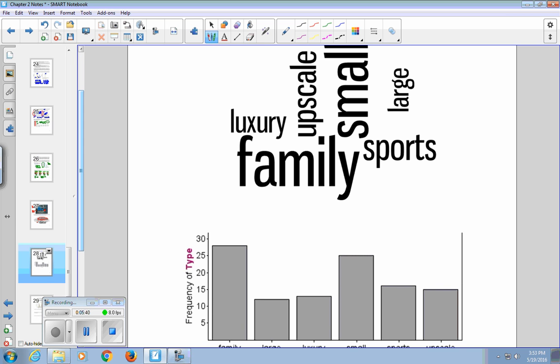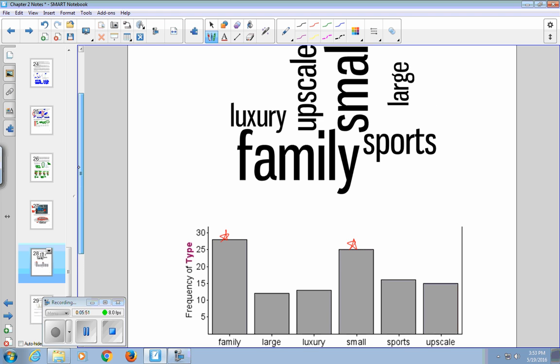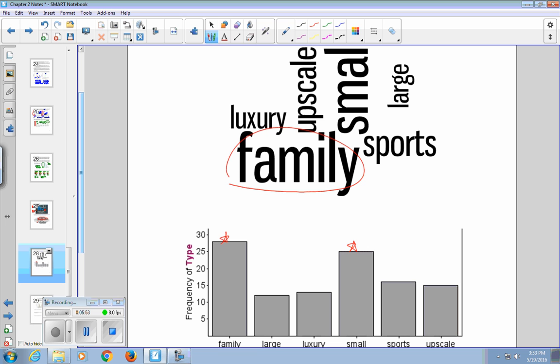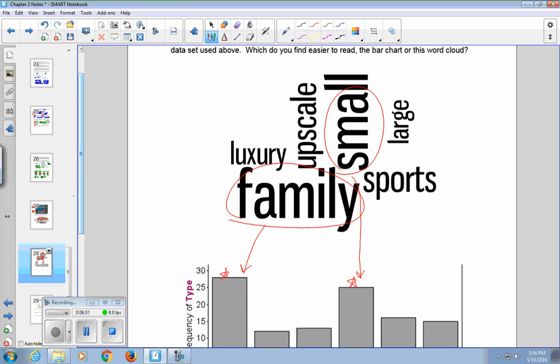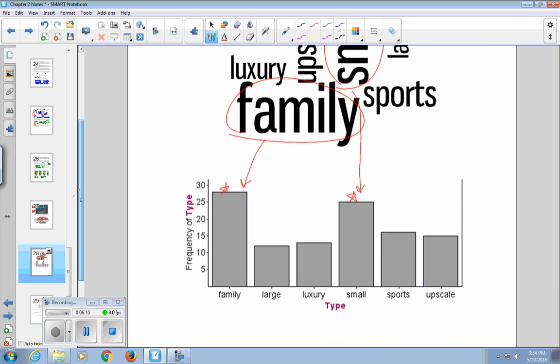Okay, so if we take a look, the bar chart showed us that family and small cars were the most common cars in that data set. If we look at our word cloud, family has the largest word. Small is a close runner-up. In fact, if you look at the word cloud, it may not be all that easy to distinguish between family and small, which one is the larger of the two. So the bar chart probably still is a little bit more clearly showing that to us.